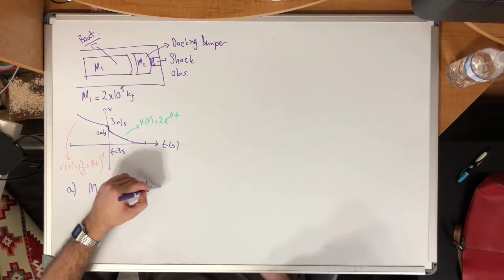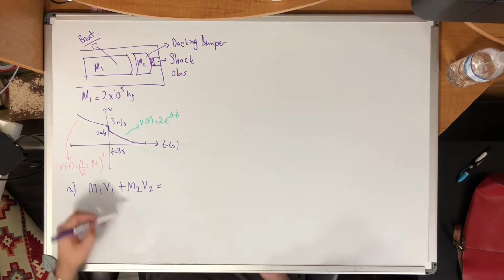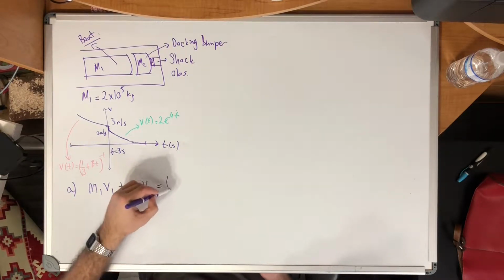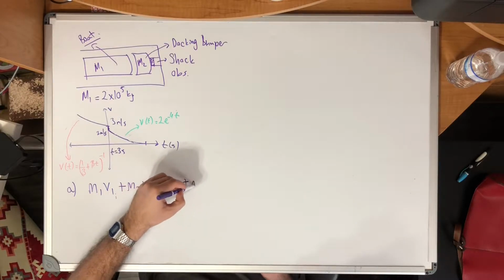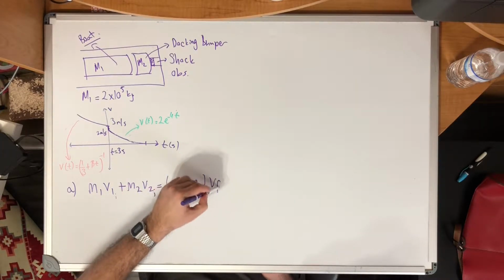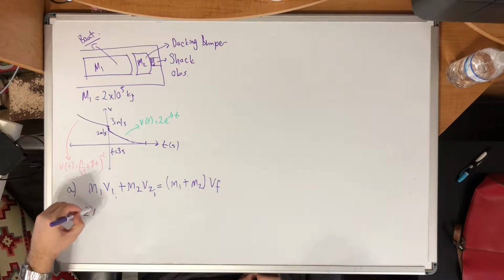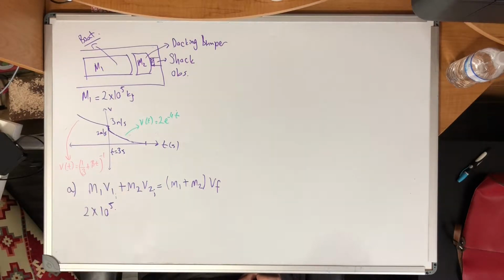conservation of momentum equation. So m1 v1 initial plus m2 v2 initial must be equal to (m1 plus m2) v final, because they hit and stick together, so they have one common velocity after the collision. Now we will just plug in the numbers. The mass of the boat is 2 times 10 to the power 5.